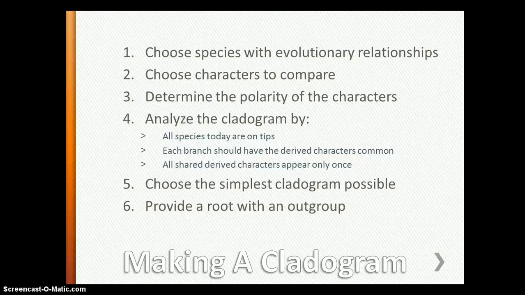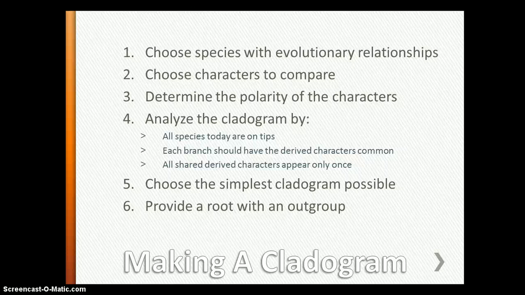Alright? So then you have to choose the characters to compare, obviously. And as mentioned, a character is a general feature of an organism, and it may come in different versions, and that's called character states. So like a front limb is a character in mammals, which could exist in different character states, such as a wing, an arm, a flipper, and the list goes on and on.